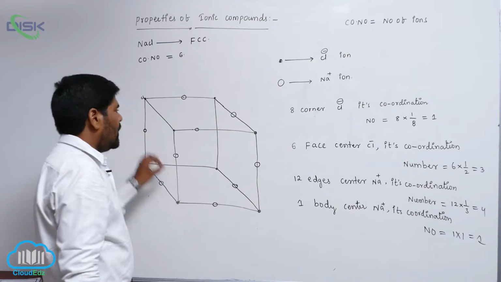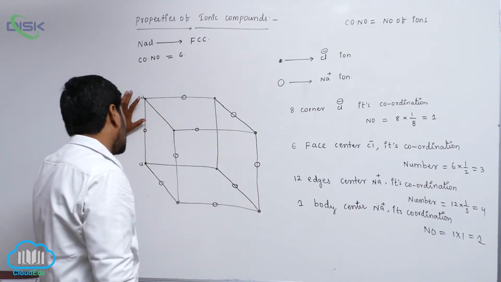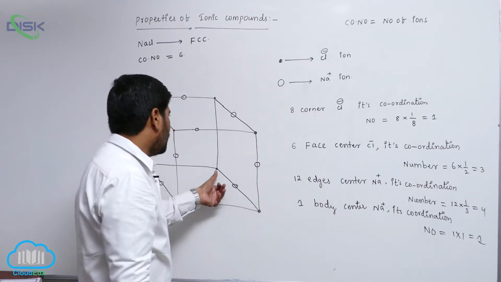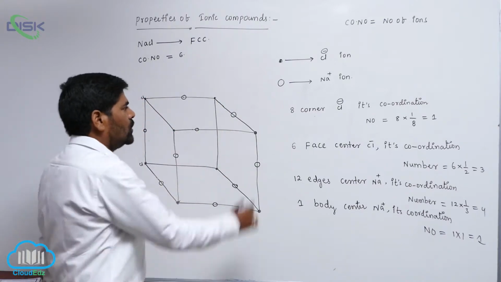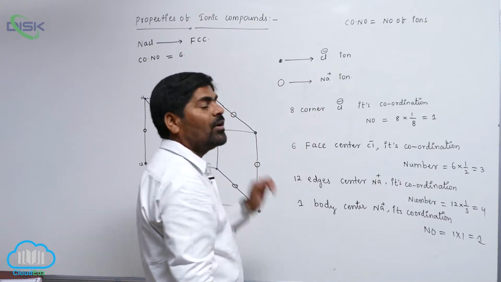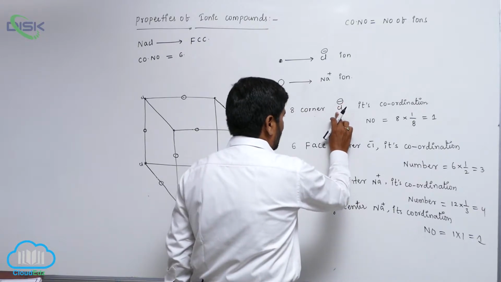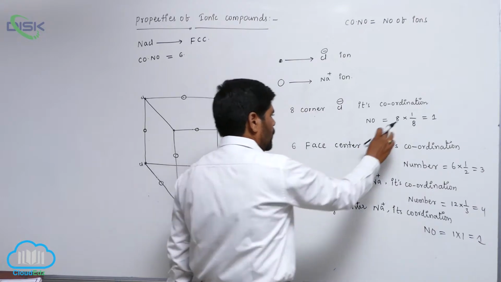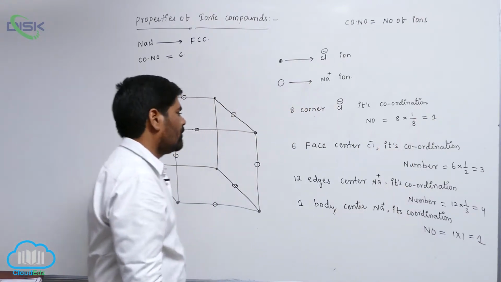Now it has 8 corners. It is a cube, it contains how many corners? 8: 1, 2, 3, 4, 5, 6, 7, 8. So each of the 8 corners is occupied by a chlorine atom. Its contribution equals 8 into 1 by 8, that is equal to 1.